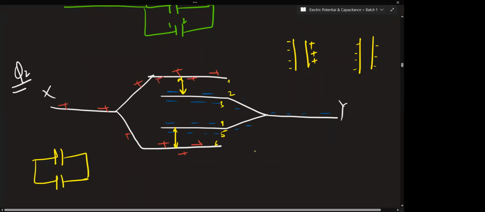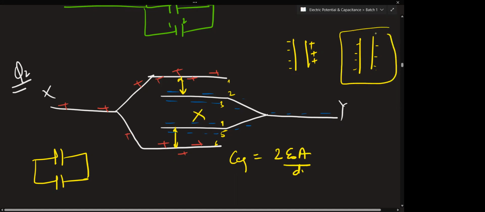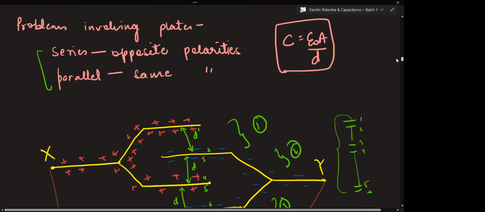The C equivalent will simply be 2 times epsilon naught A by D. Reason: epsilon naught A by D of this plate, and epsilon naught A by D of this plate. This plate does not exist because you cannot have a capacitor in this manner. All right, so this is how you solve such questions.